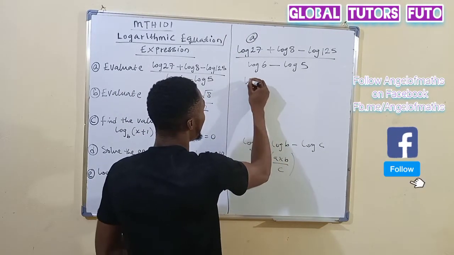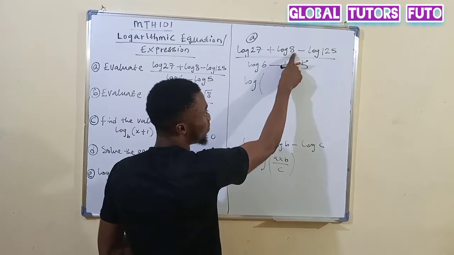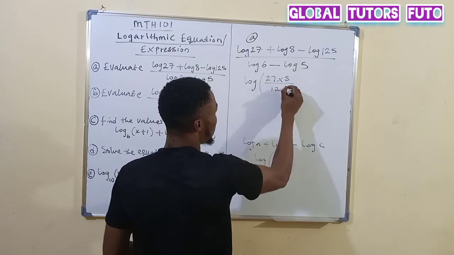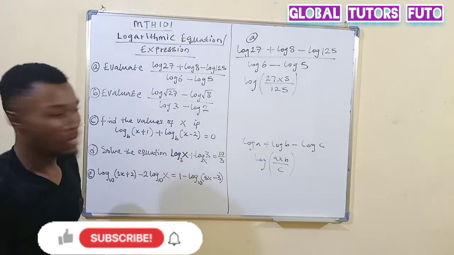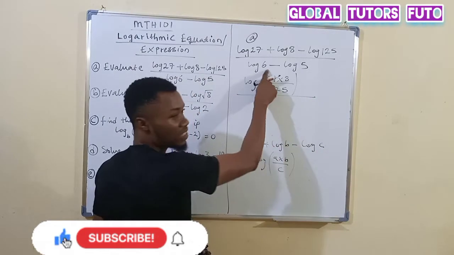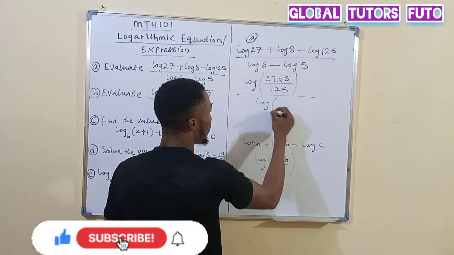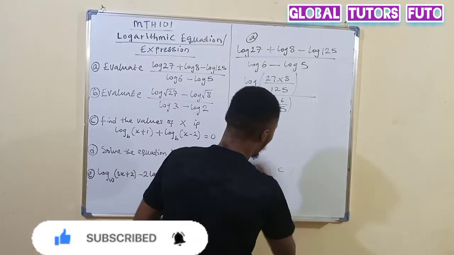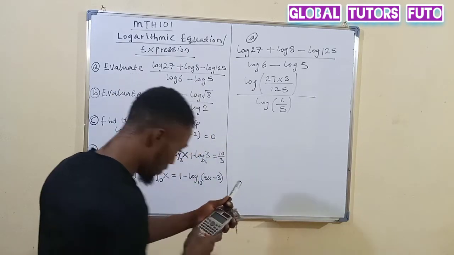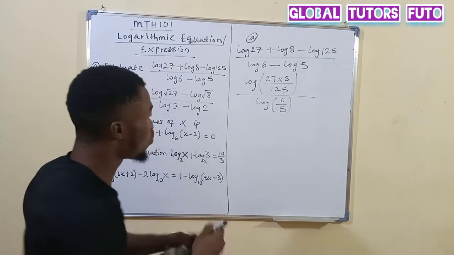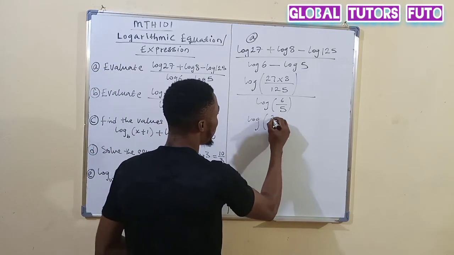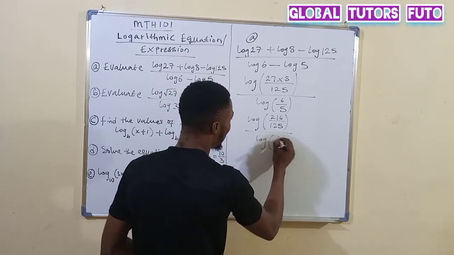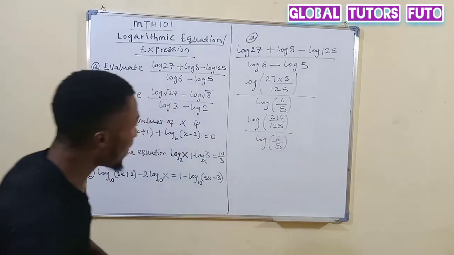So you pick one log. This is log 27 plus log 8, so it will be 27 times 8. Since this is minus log 125, it will be over 125. Over, this is log 6 minus log 5. Since it is minus, it will be log of 6 over 5. So 27 times 8 will give us 216. So this will give us log 216 over 125, over log 6 over 5.